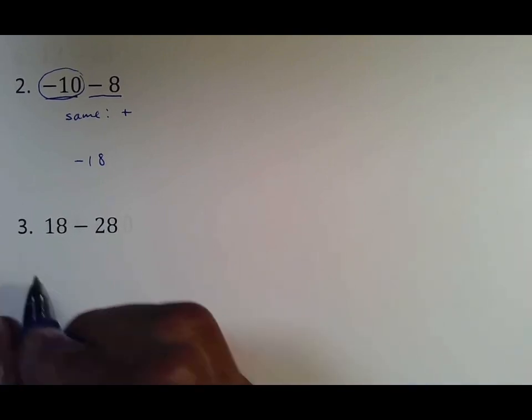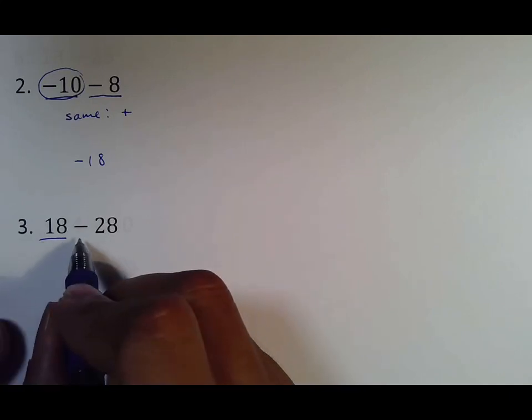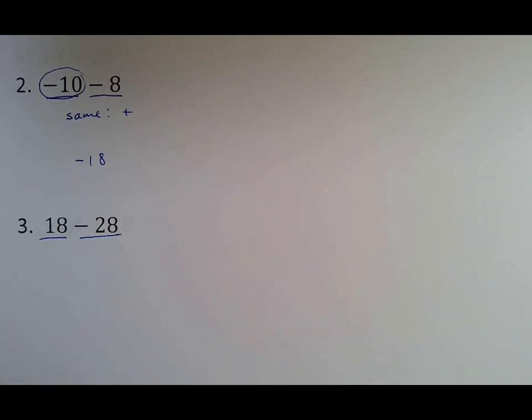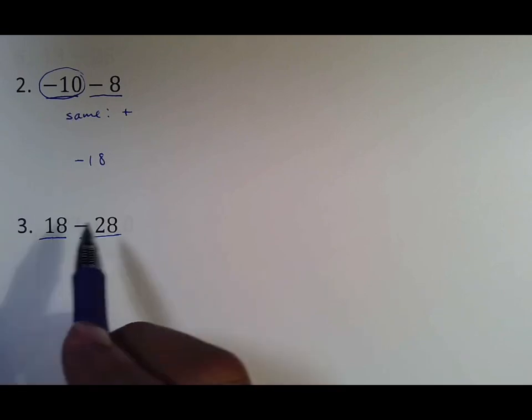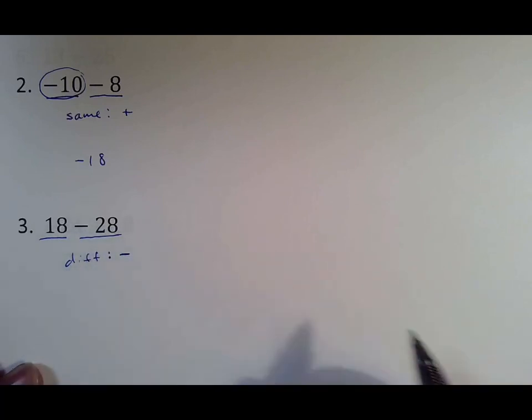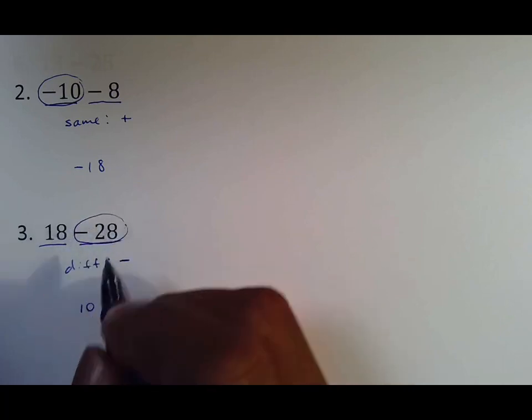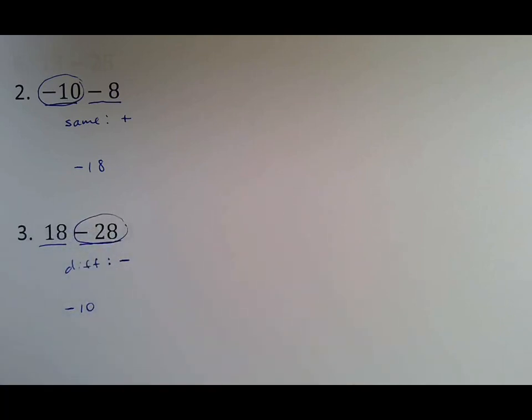18 minus 28, don't forget that this 18 is a positive 18 and a negative 28. So when we're asking ourselves, you have a positive and a negative, that means the signs are different. And so because of that, we will subtract, which means we do 28 minus 18, which we obviously know to be 10. And again, the bigger number is negative, which means that's going to be it.